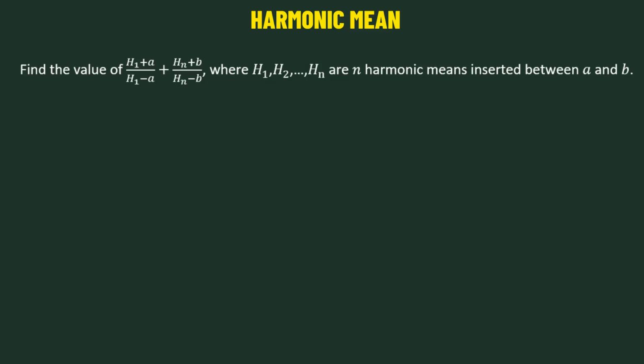So here we need to find out the value of the given expression. Here h1, h2 all the way up to hn are n harmonic means that have been inserted between a and b. So let us begin.